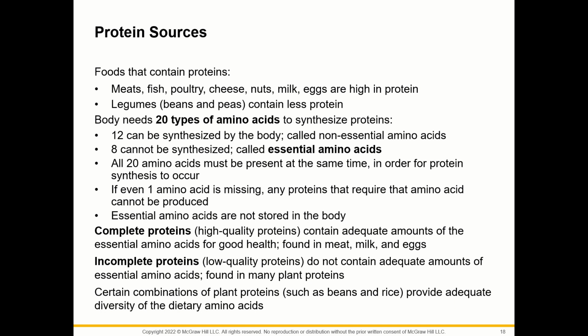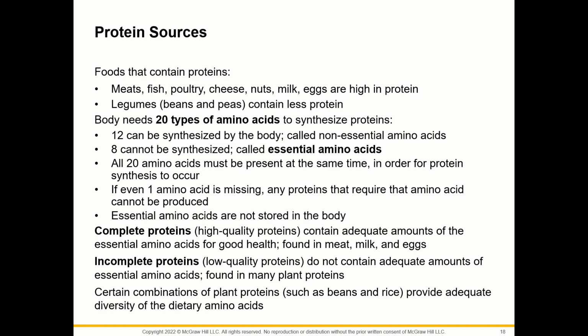The body needs 20 types of amino acids to synthesize proteins. 12 can be synthesized by the body, and these are called non-essential amino acids. 8 cannot be synthesized and are thus called essential amino acids. All 20 amino acids must be present at the same time in order for protein synthesis to occur. If even one amino acid is missing, any proteins that require that amino acid cannot be produced. Essential amino acids are not stored in the body.